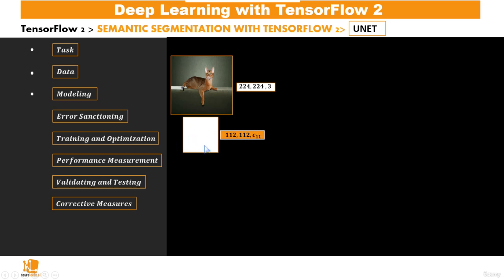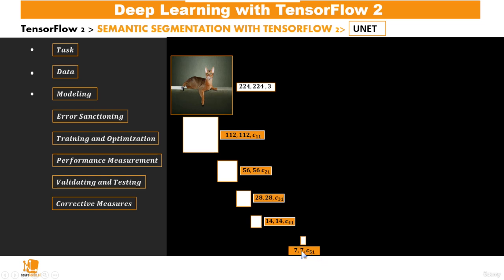Now what we do next is we have other downsampling layers which come after this one to obtain this 56 by 56 by C21 number of channels, and then we have this other layer which is gotten by downsampling this output to get this 28 by 28 by C31, and then we have this 14 by 14 by C41, and then finally this 7 by 7 by C51.